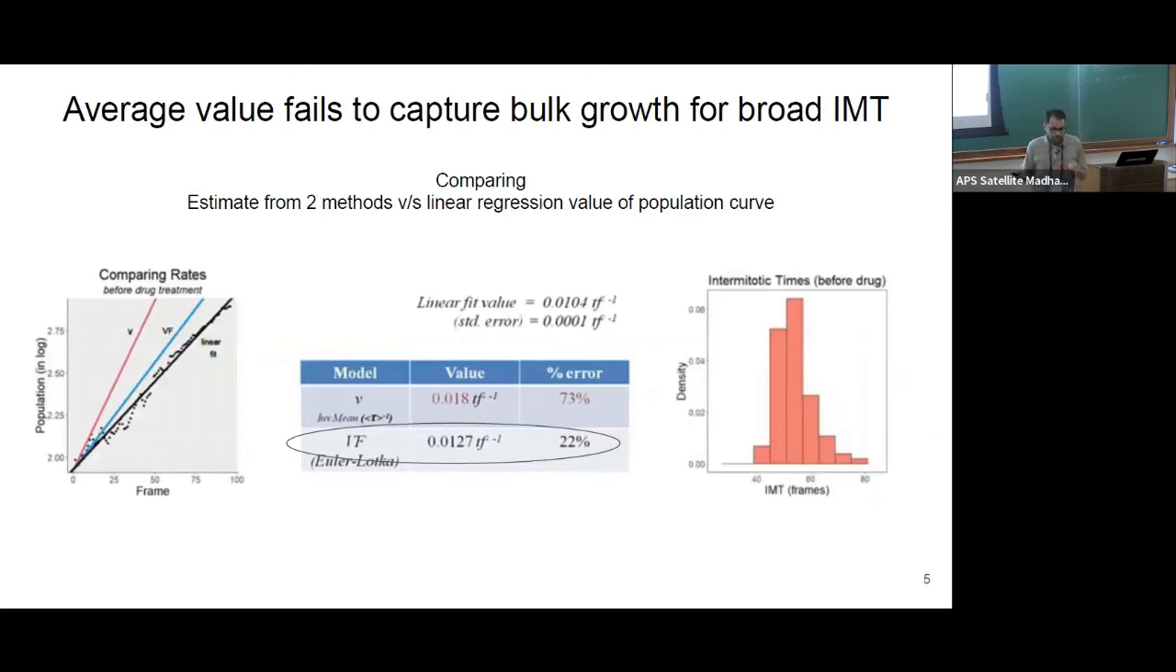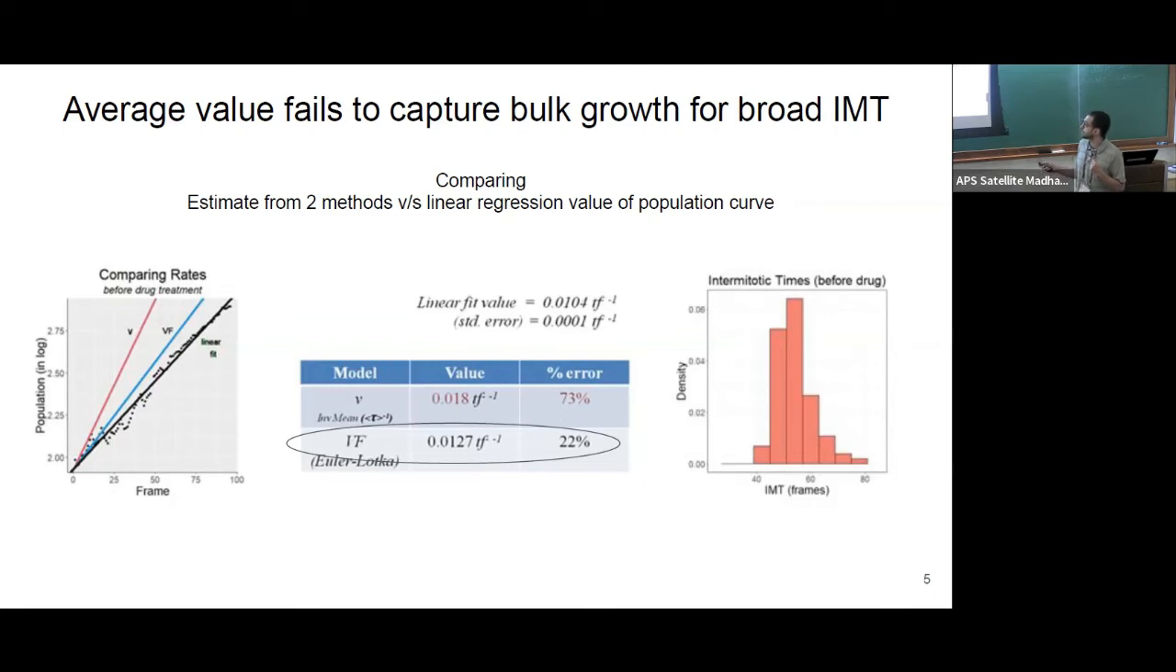Okay, so this is the result that we got for the before-the-drug period. If you look at the graph on the left, this has a linear fit, which is nothing but directly the slope of the experimental value. Then there are the lines in blue and red, which are the von Foerster as well as the inverse of the mean methods. So for the data set before the drug, we estimated this population growth rate from single cell times using two methods.